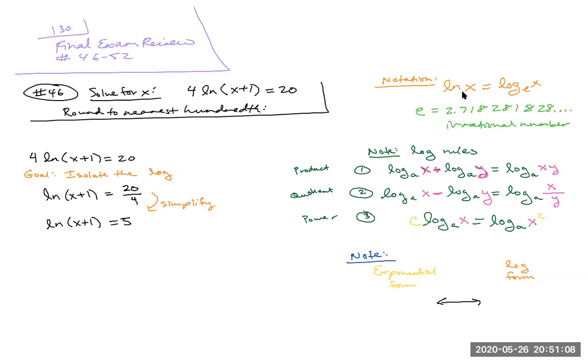Essentially, you have a, how do I want to color code this? That's fine. A to the x equals y. Okay. A is your base. X is your exponent.